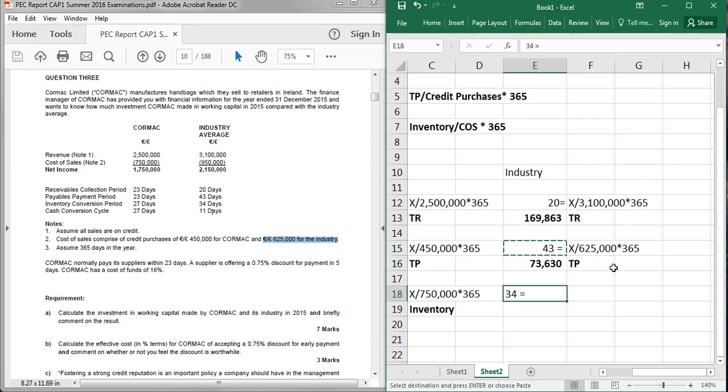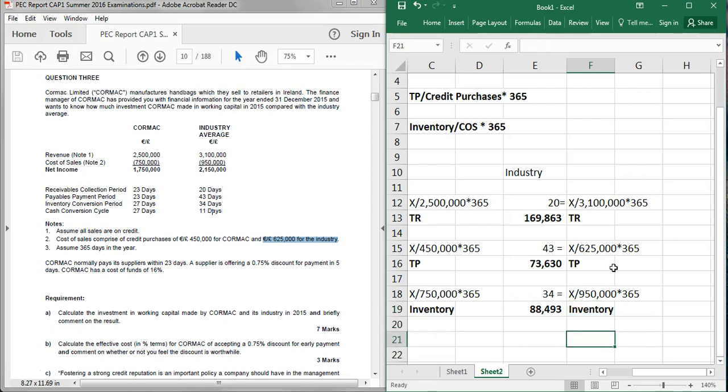And finally then, your inventory is 34 days. Just make sure they're the same format. And that is going from inventory divided by cost of sales, which is 950 for the industry. Just make sure you take the right one, times 365. So this is 34 times 950, when you multiply across, divided by 365. So your average inventory in euro figures invested for the industry is 88,493. So again, you're mostly repeating what you've done for Cormac in a separate one.